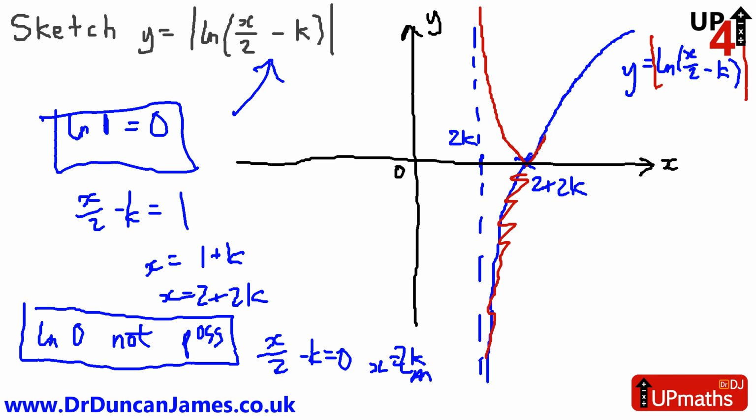So now I'll just redraw over that just to make it really clear. So that red line is the graph we were after, and it doesn't actually go below the x-axis.